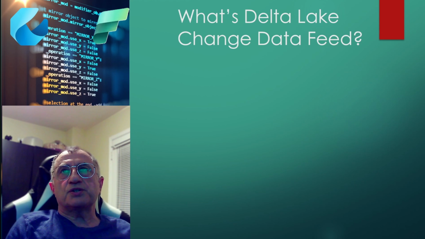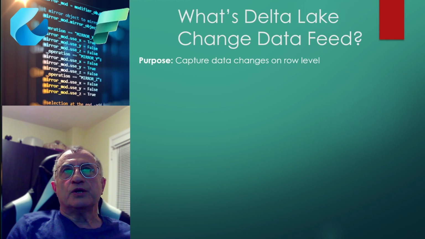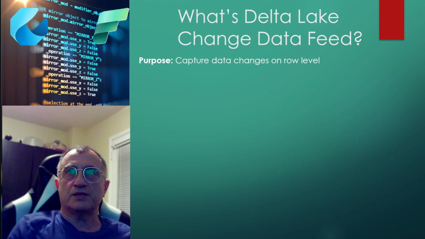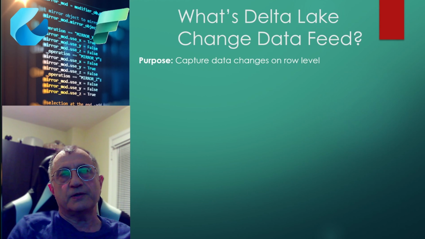So what is change data feed? Change data feed is similar to the time travel feature, and it works hand in hand with time travel. Change data feed's purpose is to capture data change, as the name suggests, but it captures this change on a row level rather than on an entire table level.